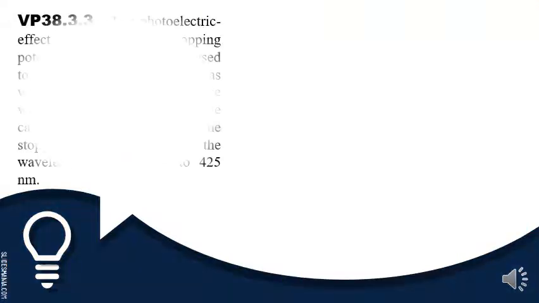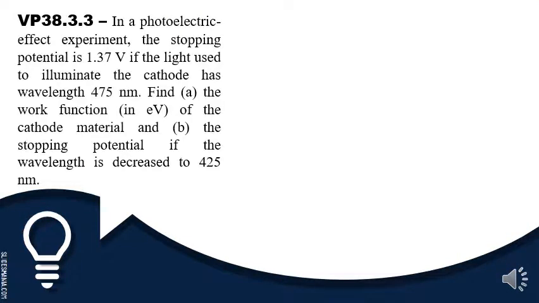Third problem is VP38.3.3. In a photoelectric effect experiment, the stopping potential is 1.37 volts. If the light used to illuminate the cathode has wavelength 475 nanometer, find the work function in eV of the cathode material and the stopping potential if the wavelength is decreased to 425 nanometers.